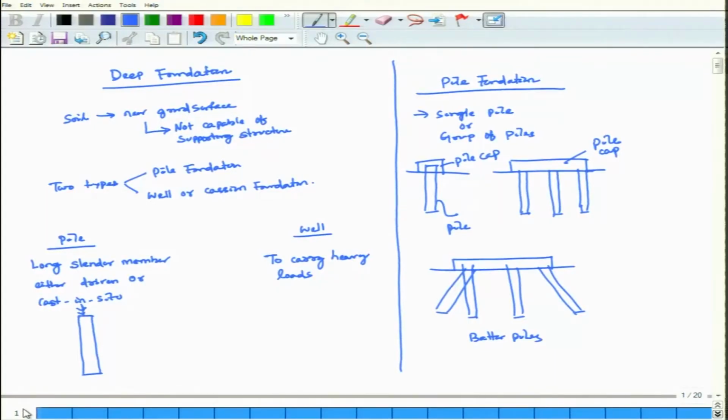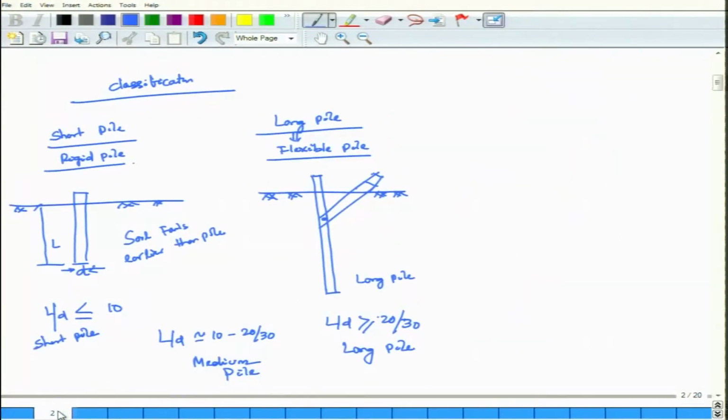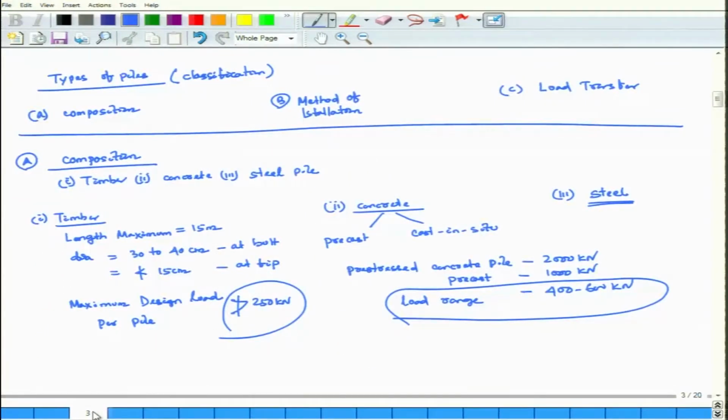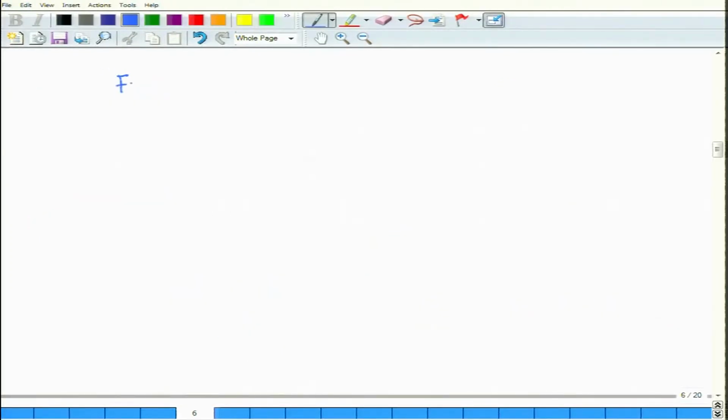Last class I started deep foundations with two types of deep foundation: pile and well foundations. For pile foundation, I discussed that it may be provided as a single pile, a group of piles, or a battered pile. Then I also explained the classification of piles, short rigid and long flexible, and finished the types of piles classified based on composition, method of installation and load transfer. Now let us start with failure load.